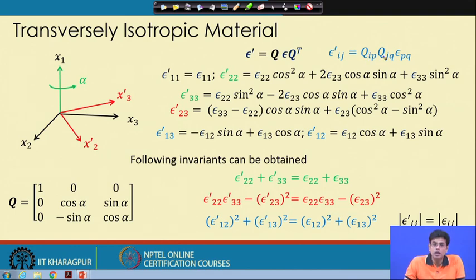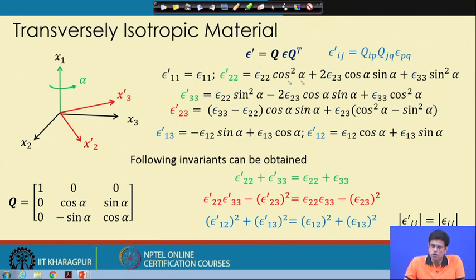So, in the earlier case of a monoclinic and orthotropic material, it was only one, because there was a reflection symmetry. Now here it is not a specific rotation. Any rotation is possible.